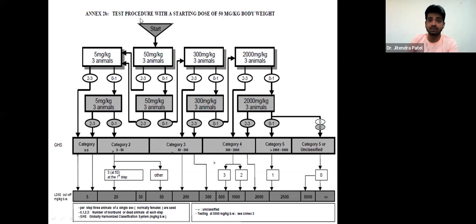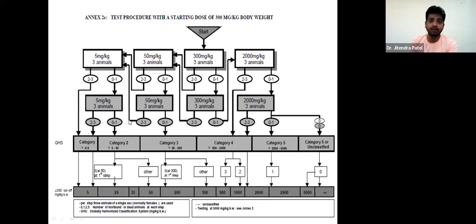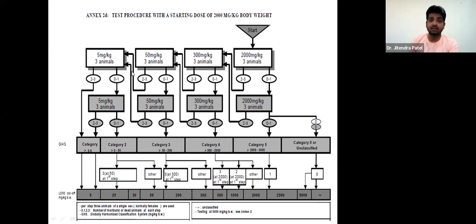Here 2B is there, which procedure with starting dose 50 mg per kg we have to start with. Again here also there will be a sighting study and main study, right? Here also Annex 2C is there, 300 mg we can start, and we can conclude. Here you can see LD50 cutoff value in mg per kg, so where we are getting a response, there we can stop in this chart, right? So this chart is going to help you. Annex 2D is there, 2000 mg per kg.